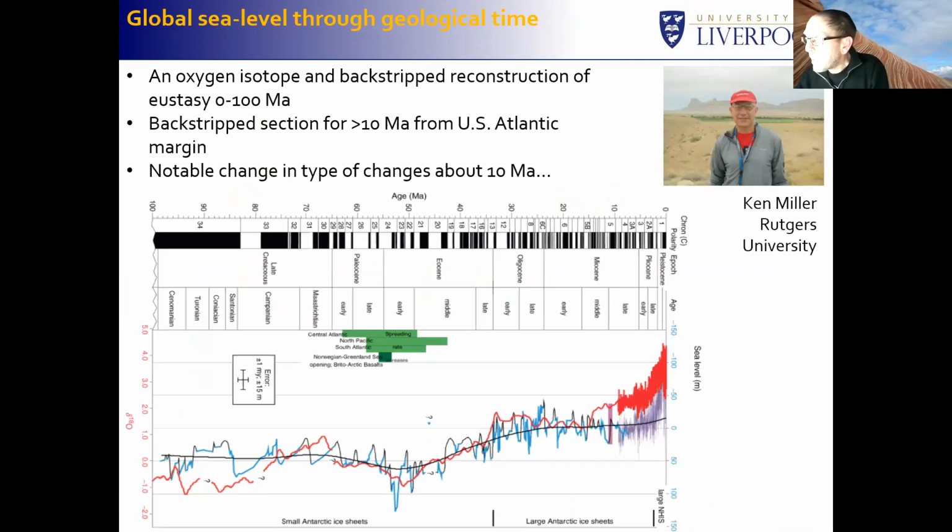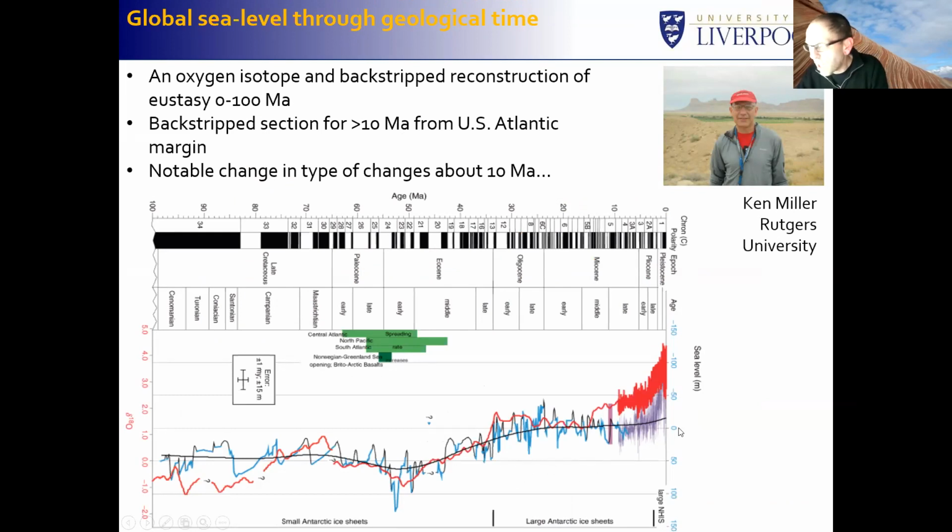The one that I just mentioned, the one that I think is a better job, is a bit more realistic. That's the curve from Ken Miller's group at Rutgers University in the US, and they use basically oxygen isotopes and backstripping, and they get a curve that shows some interesting features. It doesn't vary through time nearly as much as the Haq curve does.